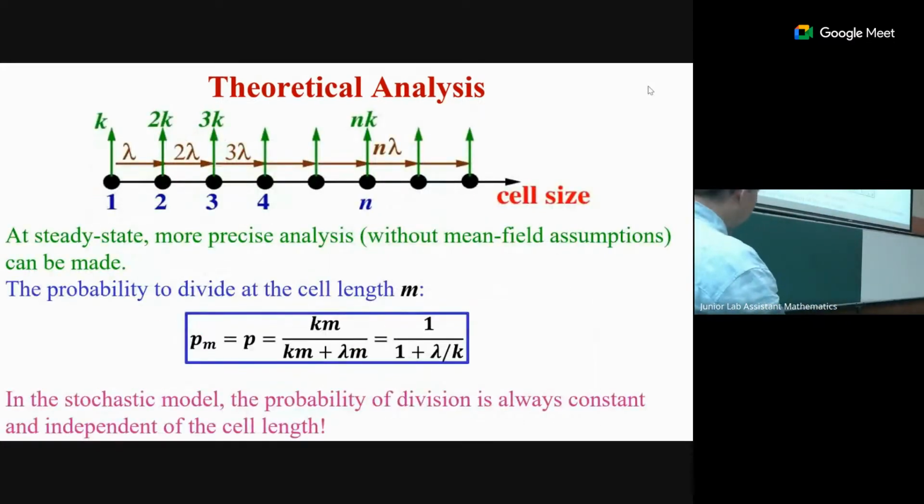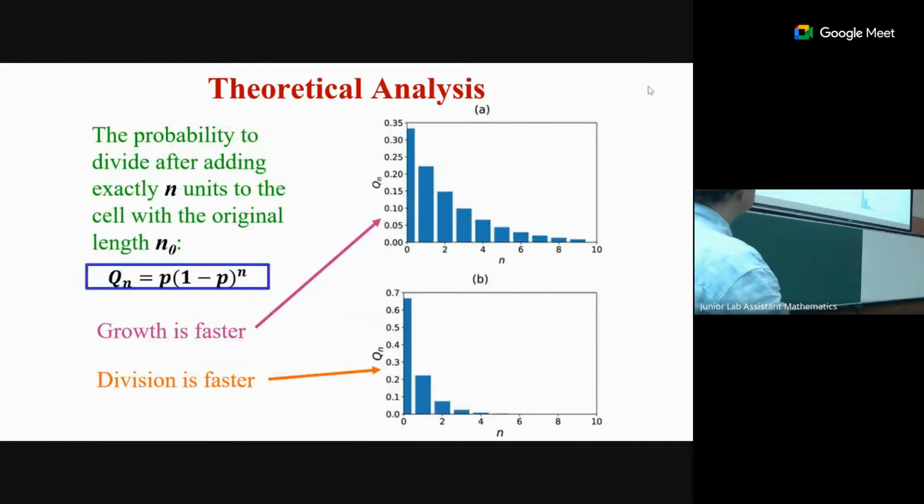Okay. So I can do a little bit better analysis, but you have to go to the stationary limit. And in the stationary limit, I can do something at every state of the system. This is the state of the system. I can define the probability to divide. It's very simple. It's the rate of division over the total rates of the system, and it's given by this expression. And importantly, in the stochastic picture, this probability is always constant and independent of the cell. You can calculate on this quantity.